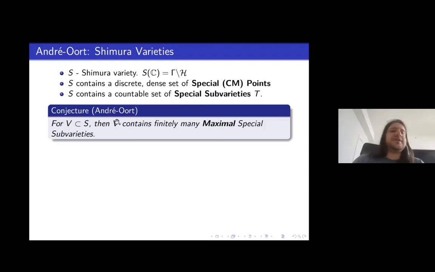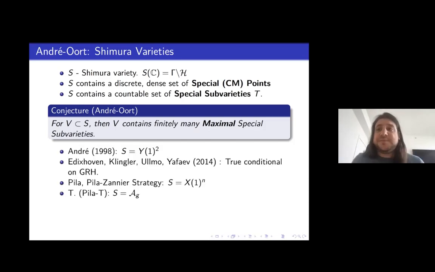And the conjecture, made sort of separately by Andre and Oort, is the same: that if you have a subvariety of a Shimura variety, it contains finitely many maximal special subvarieties. So essentially, describing the algebraic relations between CM points in a Shimura variety, they're essentially all encapsulated by these special subvarieties. Okay, so that's the conjecture. There's been a bunch of partial results on it.